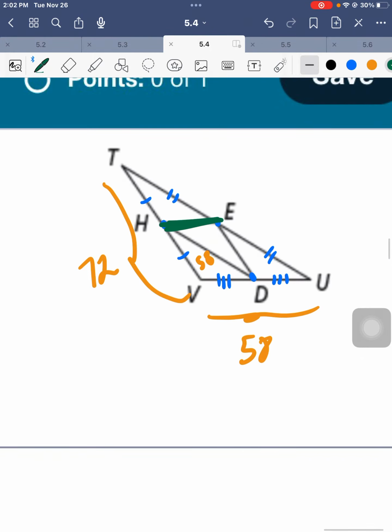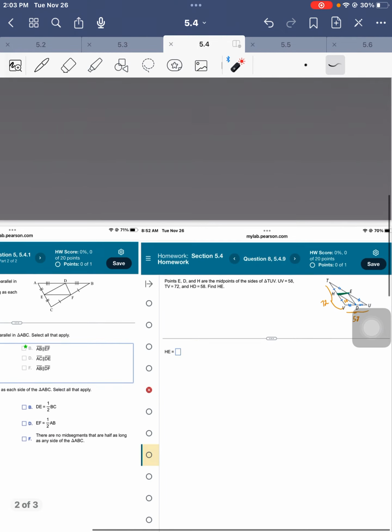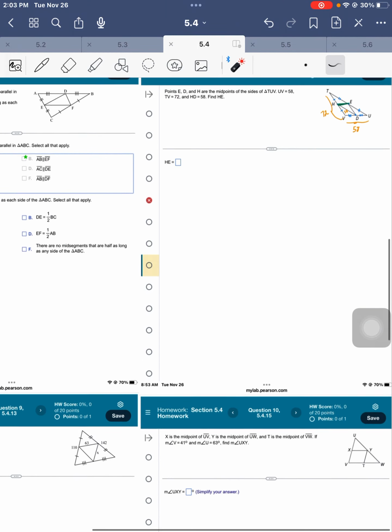HE. Okay, so we don't even care about this one or this one. All we care about is VU. Why? Because HE is half of VU. HE is also parallel to VU, but we don't care about that right now because we're not looking at angles. We're looking at side lengths. So what is half of 58? I believe it's 29. Yeah, it's 29. So that would be your answer.